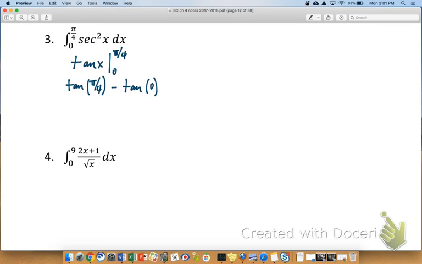And then this is really similar stepwise to what Julia had before. You just evaluate this, and this is where Peyton's favorite thing, the unit circle, becomes a thing. Tangent of pi over 4, of course, is 1. Tangent of 0 is 0. So you'd end up with a final value of 1 for this one.